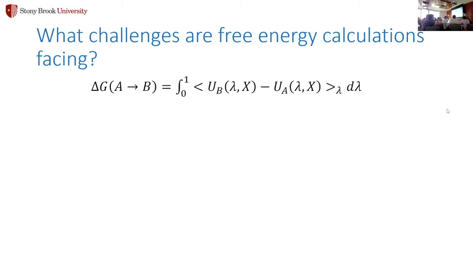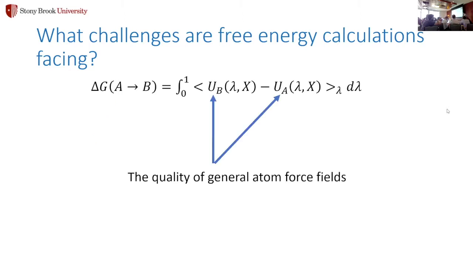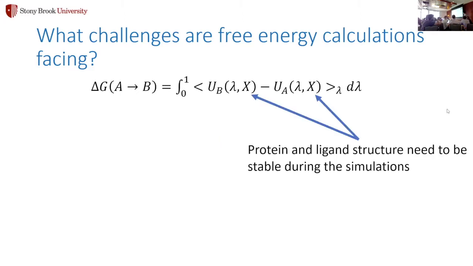And also U, which is the potential energy function. So this just depends on the quality of the general atom force fields. And also X, which is the coordinates of the protein and the ligand. So it also depends on the quality of the force fields. You just need to get the protein and the ligands to stay stable and stay bound to each other during the simulation for enough time, so you can get those averages.